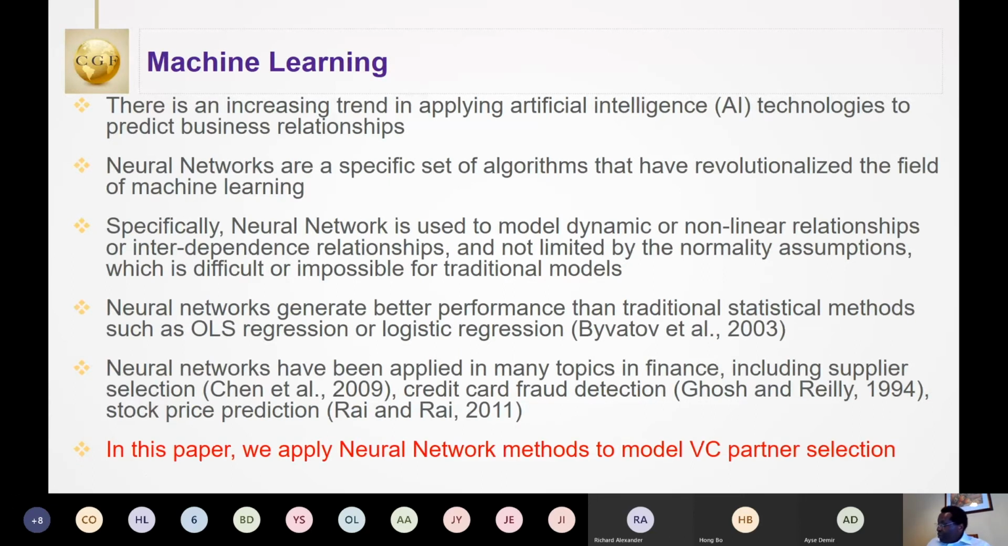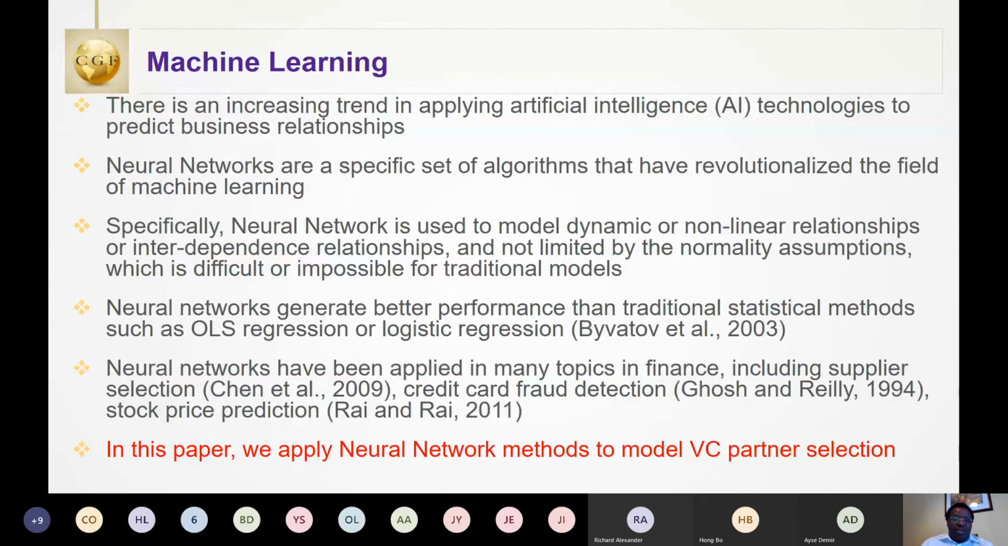Okay, so let me now go on to explain the way we approach machine learning. First of all, just to state that this is an increasing trend, with more applications of artificial intelligence technologies to predict business relationships.